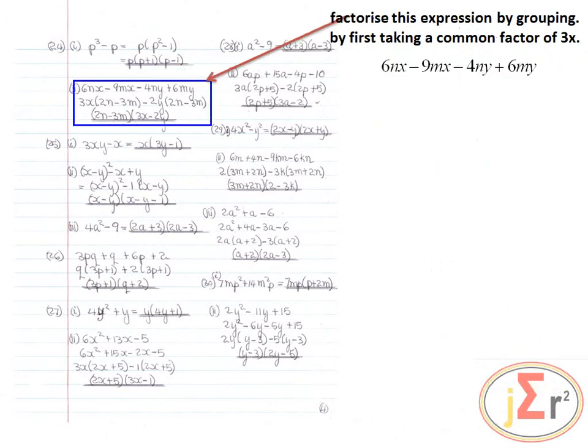Factorize this expression by grouping by first taking a common factor of 3x. And how are we able to identify an expression in the examination that we will be required to factorize by grouping? First of all, if grouping is possible and we are going in groups of 2, then the number of terms must be a multiple of 2.